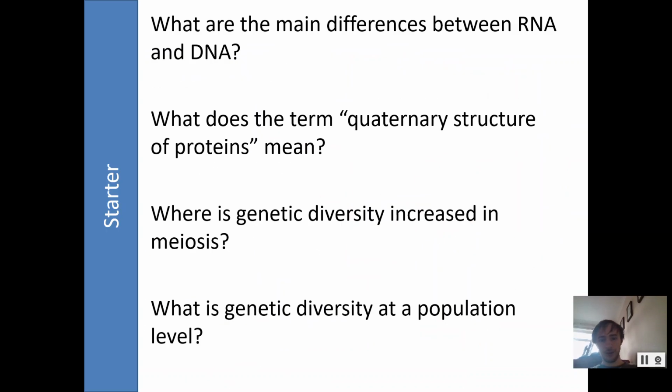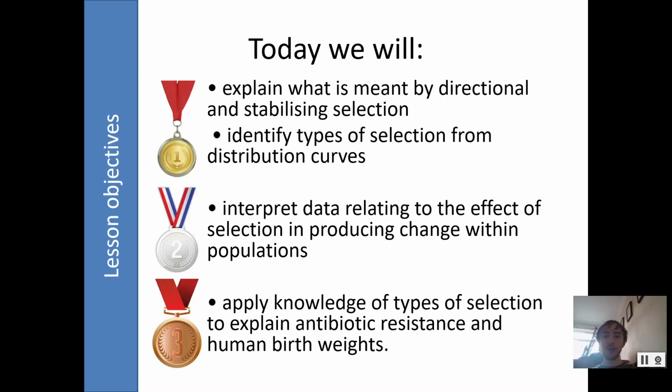So from today you should know, and I'm going to pull up the learning objectives from the beginning of the lesson. You need to know what is meant by directional and stabilizing selection. You need to identify types of selection from distribution curves. You need to interpret data relating to the effect of selection, so that's being able to look at those graphs and tell me what's happening. And then you need to apply knowledge of types of selection to explain antibiotic resistance, which we've just talked about, and human birth weights we covered during the lesson on stabilizing selection. That's it. If you can do those things, then you are well able to do this lesson.